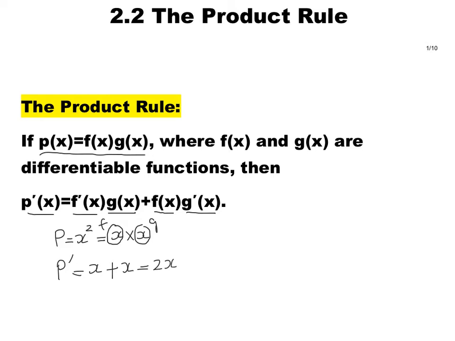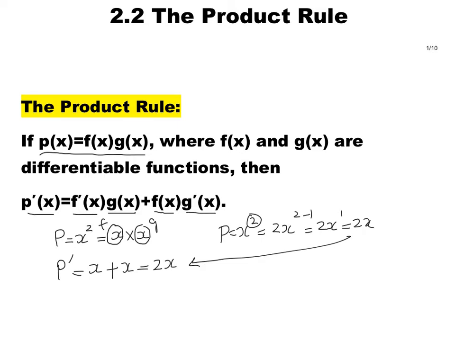And remember from the previous lesson, the derivative of p equals x squared is to bring the exponent down and then subtract 1 from the exponent, which is 2x to the exponent 1, which is 2x, exactly the same as this result.